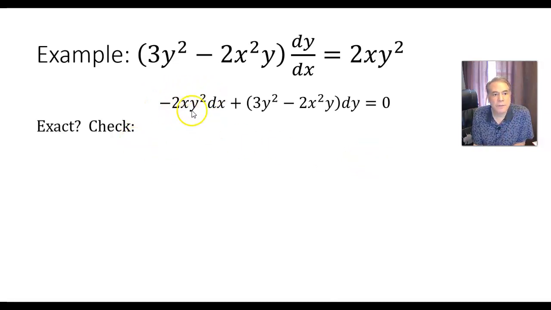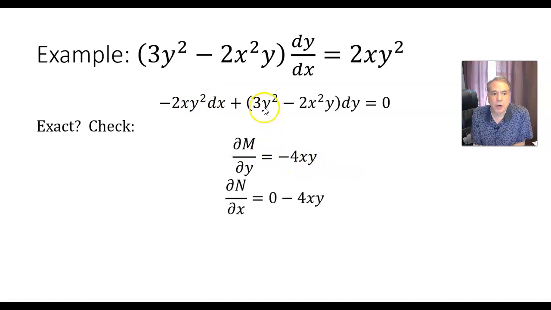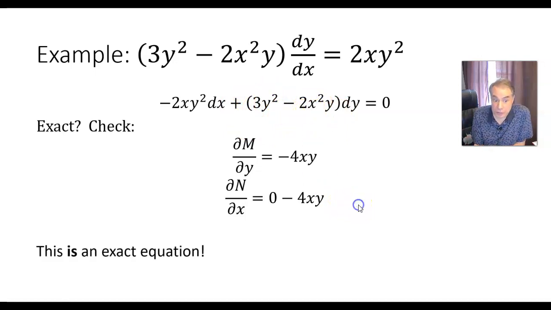So now we can check to see whether this is, in fact, an exact differential equation. We have to check to see if the partial of this with respect to y is the same as the partial of this with respect to x. So the partial of M with respect to y would be negative 4xy. And the partial of N here with respect to x would be 0 minus 4xy. So they are the same. This checks out. It is an exact equation. Okay, now that we know it is an exact equation, let's solve it. Let's find what function of x and y these are the partial derivatives of.